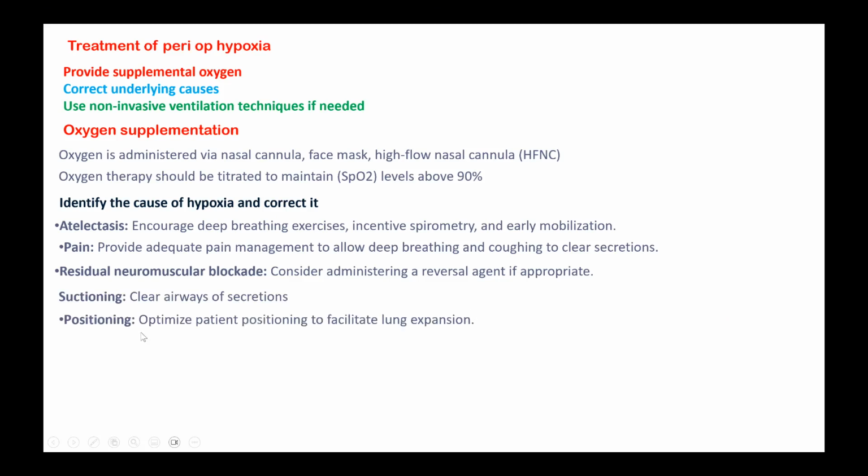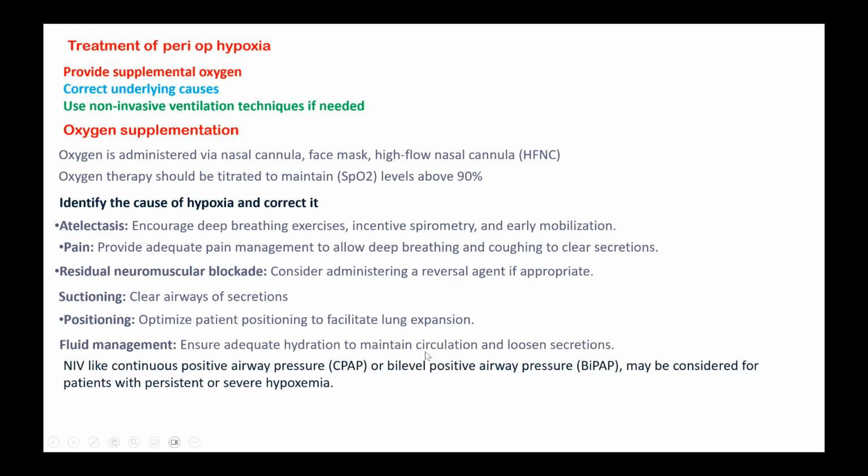It is always preferable to give about a 20 to 30-degree head up tilt so that the descent of the diaphragm will be normal and the patient can breathe easily, especially in obese patients. They recommend the patient to be almost in the sitting up position before extubation and in the post-operative period. And fluid management: make sure that they are having adequate circulation, and hydration will also help to loosen any thick secretions which have formed in the respiratory tract. And non-invasive ventilation like CPAP and BiPAP may be considered for patients who are consistently hypoxemic.